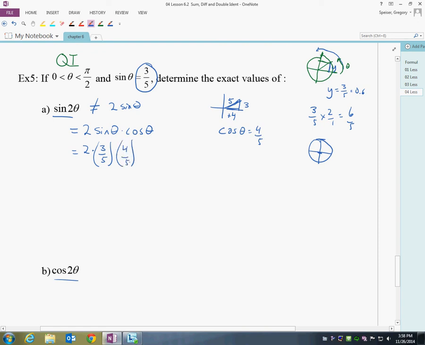Now it's just fraction work. When I multiply fractions, I multiply all the numerators. 2 times 3 is 6. 6 times 4 is 24. Over 1 times 5 times 5 is 25. And there's my answer. We're so close.